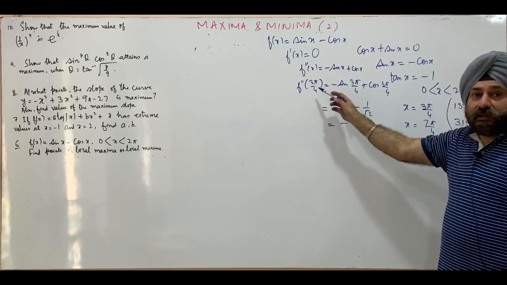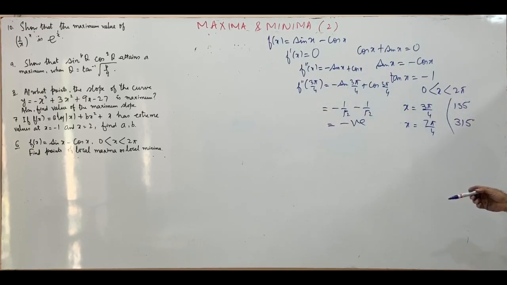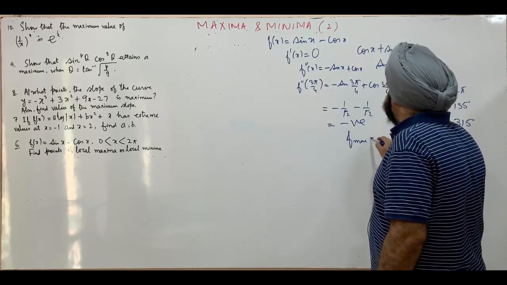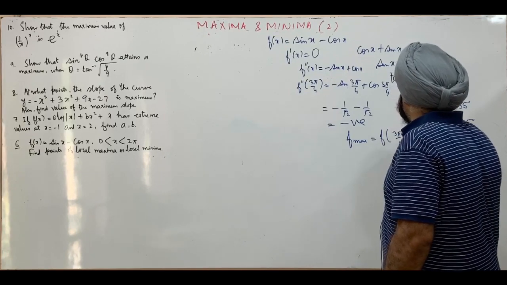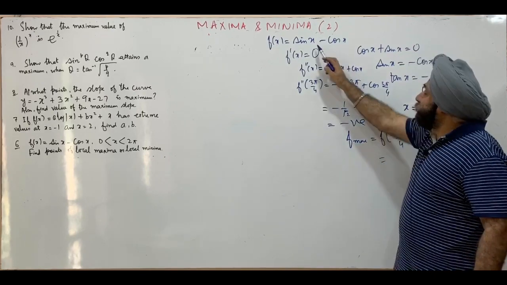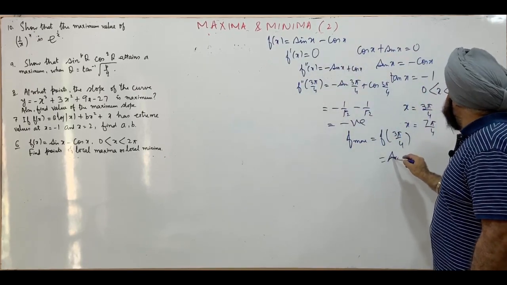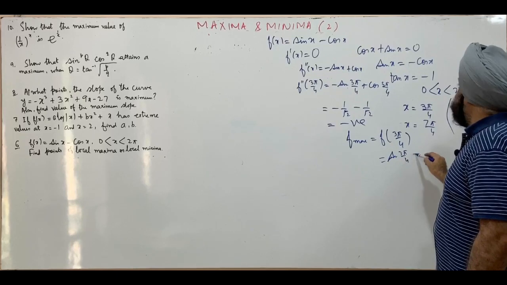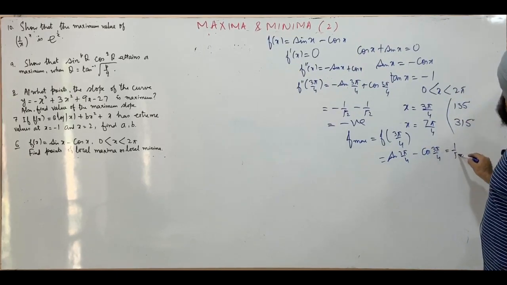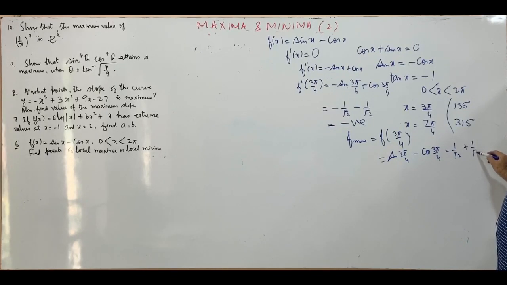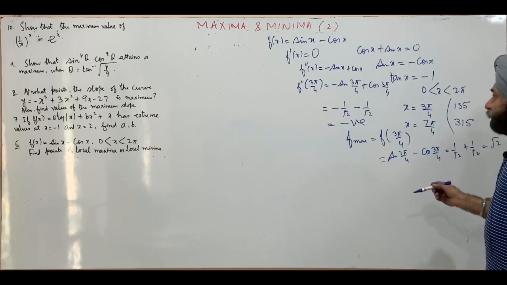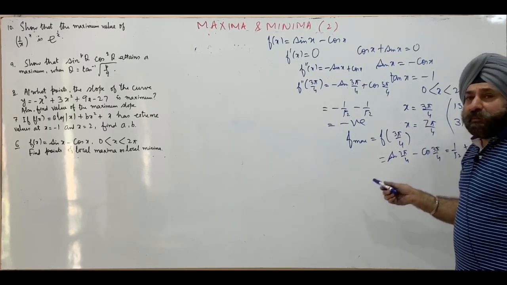So this critical point 3 pi by 4 is a point of maximum, and f maximum will be f of 3 pi by 4. For f of 3 pi by 4, put x is equal to 3 pi by 4 here. So it will be sine of 3 pi by 4 minus cos of 3 pi by 4. That's 1 by root 2 minus minus, plus 1 by root 2, and that is root 2. This is the maximum value of the function. Second, we check x is equal to 7 pi by 4.